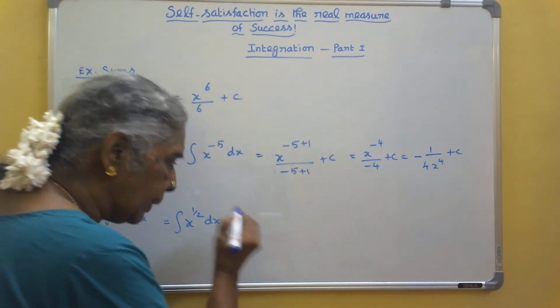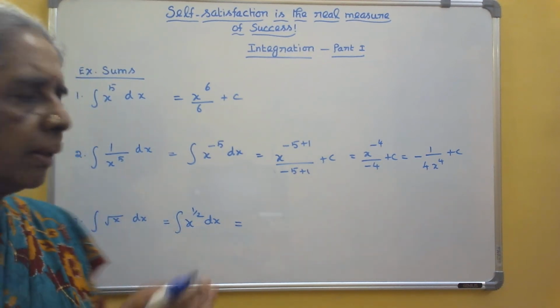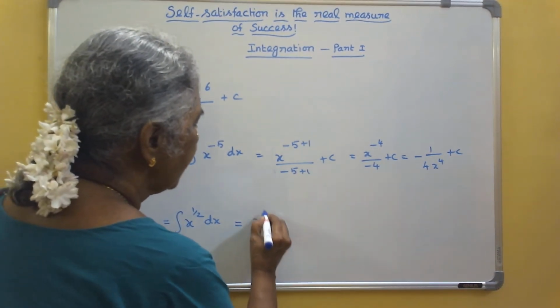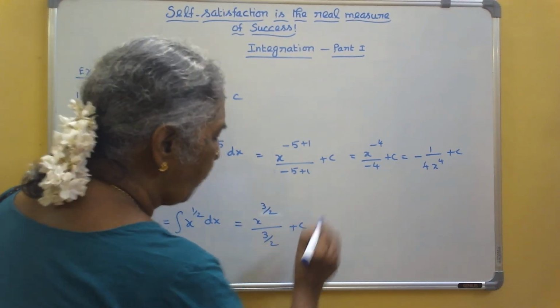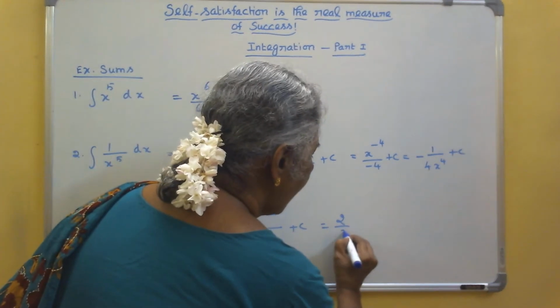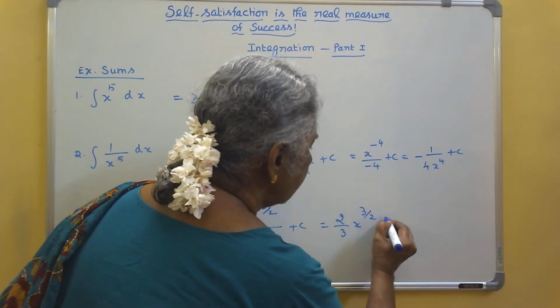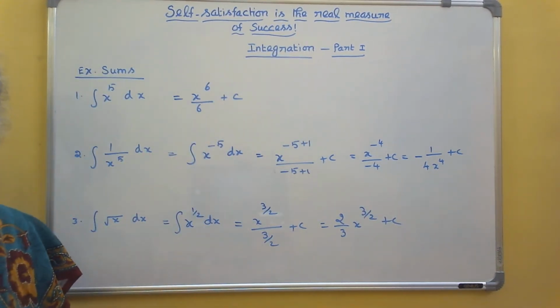But now at this step, I am going to use the formula, that is, I am going to integrate. So, it will become x power half plus 1, which is 3 by 2, divided by 3 by 2, plus c. This you can reciprocate and write it as 2 by 3 x power 3 by 2 plus c. Are you okay with all the three sums? Okay.